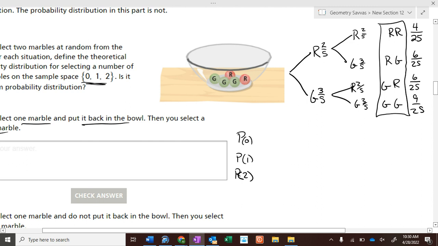Okay? So what's the probability of getting 0 reds? 9 out of 25. What's the probability of getting 1 red? 12 out of 25. And what's the probability of getting 2 reds? 4 out of 25. Okay?